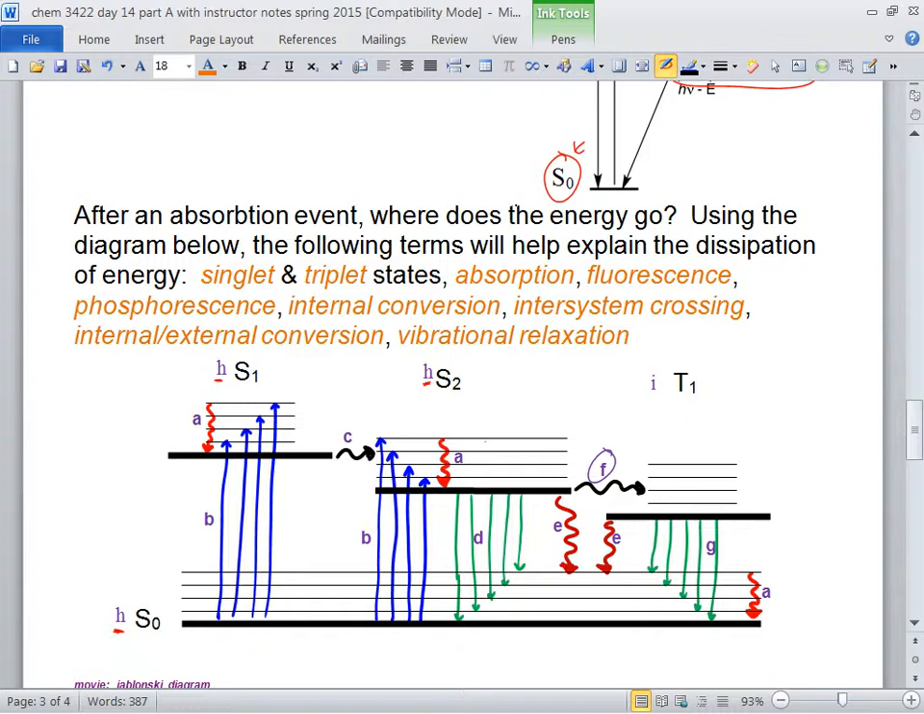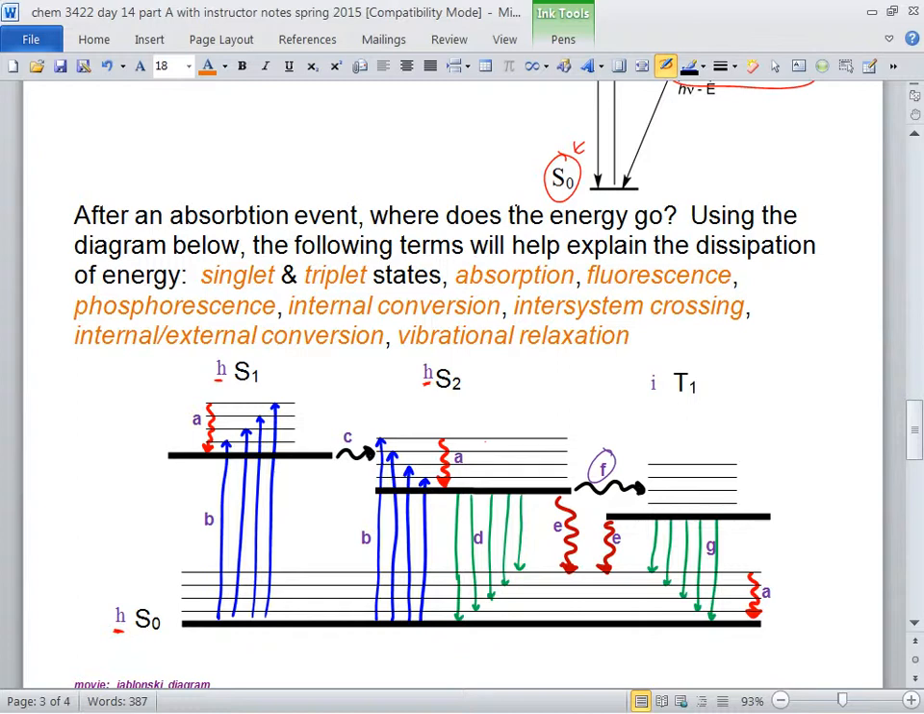If D is fluorescence, what is this? G. G is phosphorescence, because you see the triplet state, right? So H is for singlet and I is for triplet. Okay. How about A? You see this A all over the place.